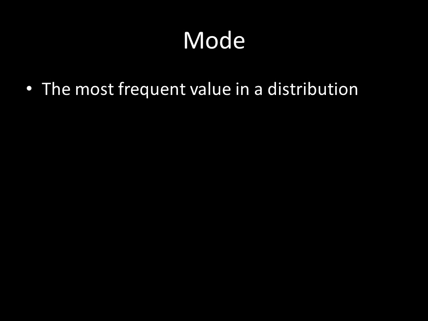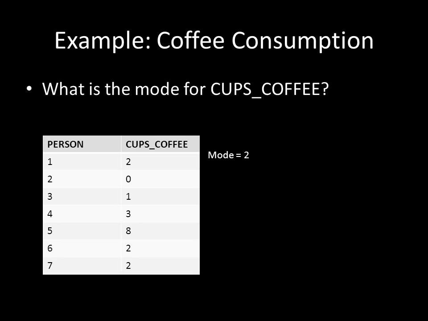The mode is the most frequent value in a distribution. It is the value that occurs the greatest number of times within your set of observations. In the cups of coffee data set, the mode is 2 because there were 3 people, persons 1, 6, and 7, who drank 2 cups of coffee per day.